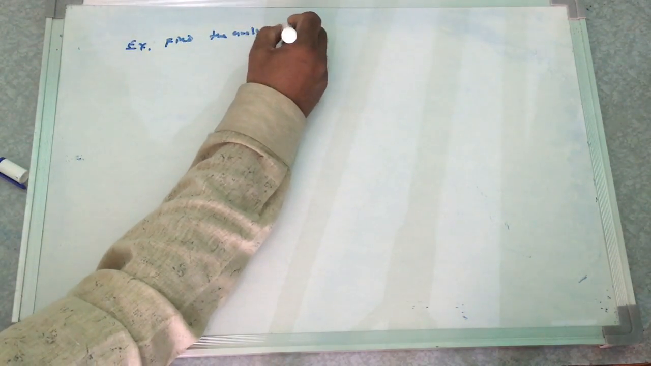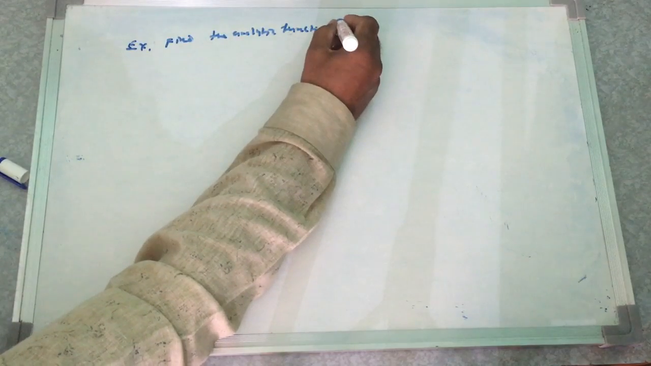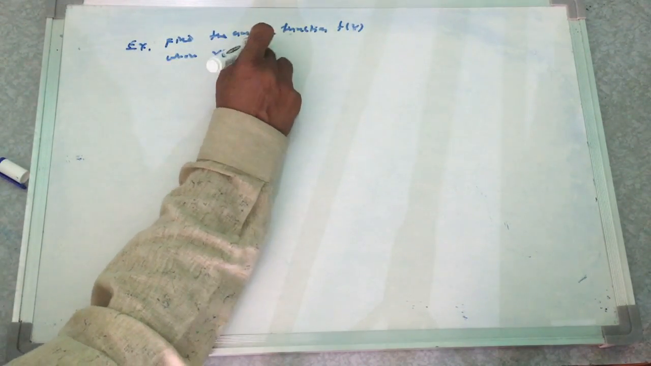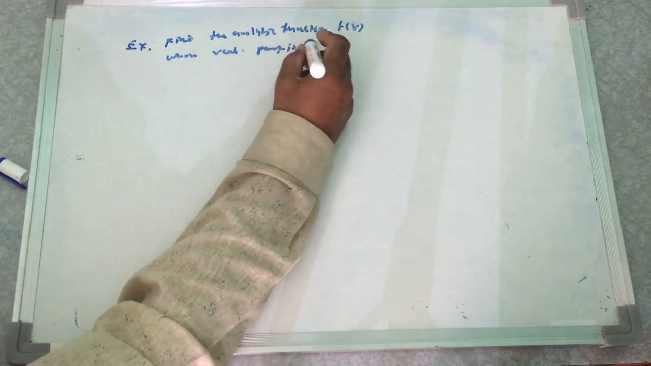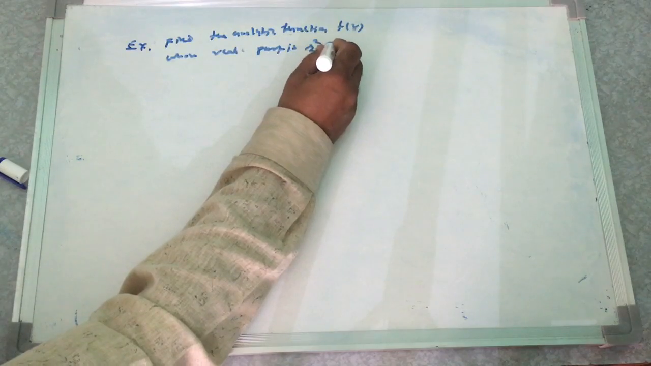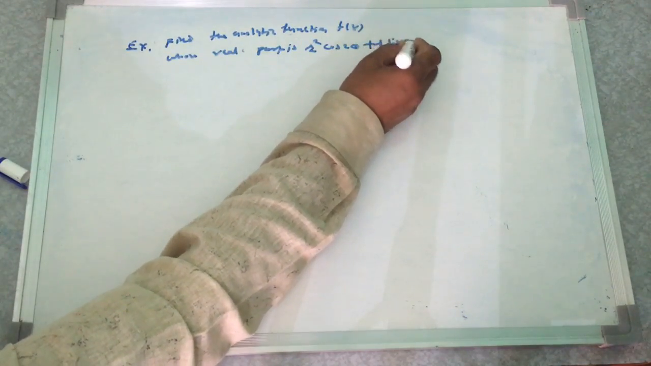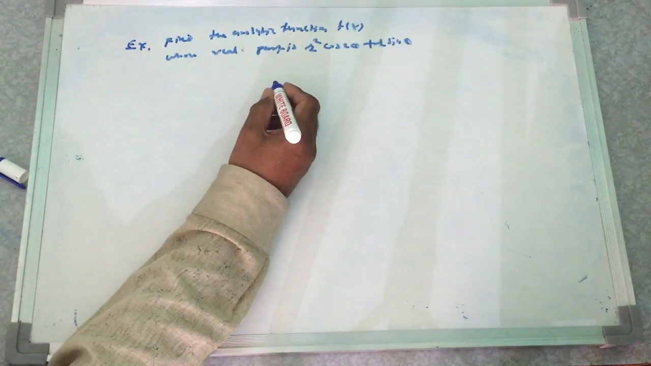So we have again an example, find the analytic function f of z whose real part is r square into cos 2 theta plus r into sin theta. So we have to just go and solve this.